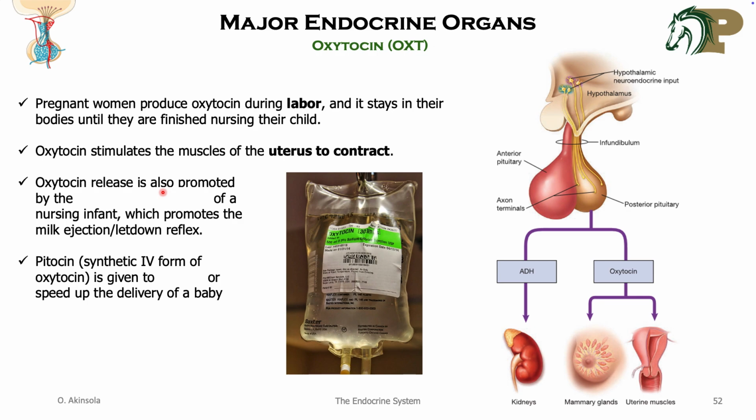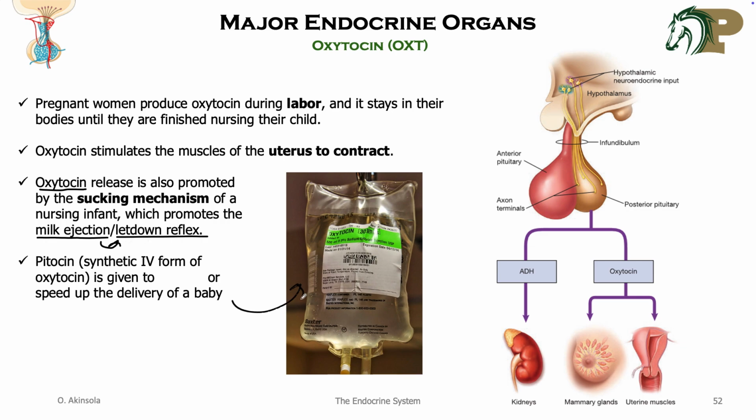Oxytocin release is also promoted by the sucking mechanism of the nursing infant, which promotes the milk ejection or letdown reflex. So this is what I was talking about before when I said that oxytocin is going to be responsible for breast milk release or breast milk ejection. This is also known as the letdown reflex. So it's important to have those two functions straight. Oxytocin is breast milk ejection or release. Prolactin is breast milk production.